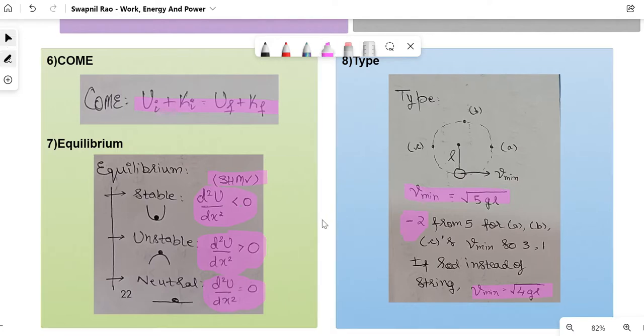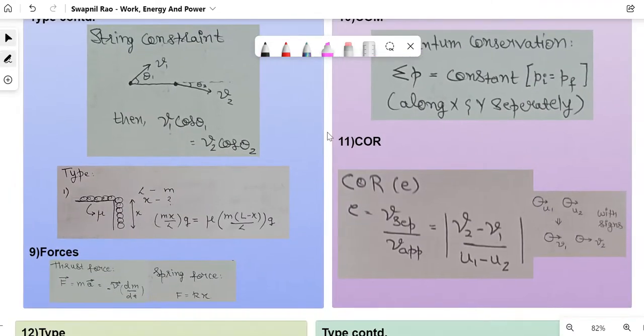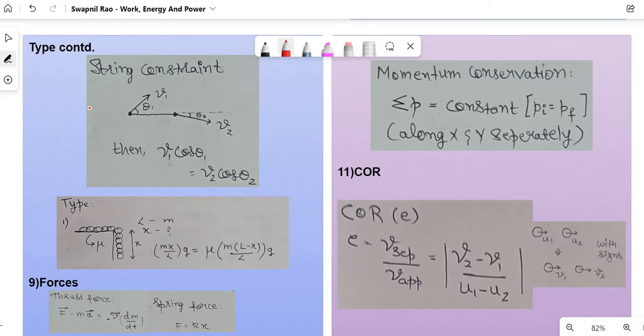So yeah, this is given in NCERT. You can look at the derivation if you're interested. And then let's go on to the next type of problem, which is a continuation of the type of problems above. As I mentioned, I'll be doing even more types of problems.